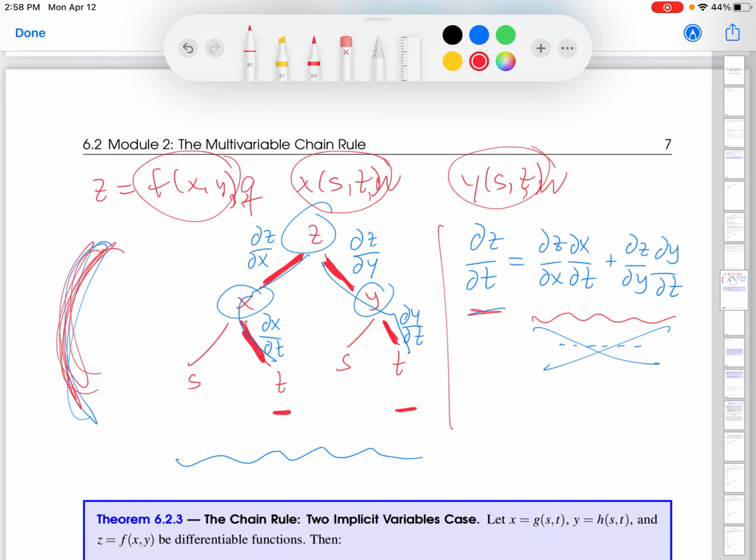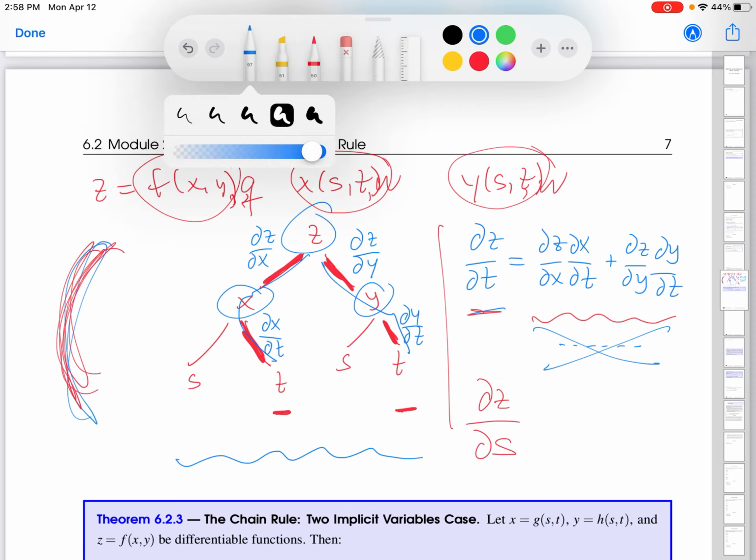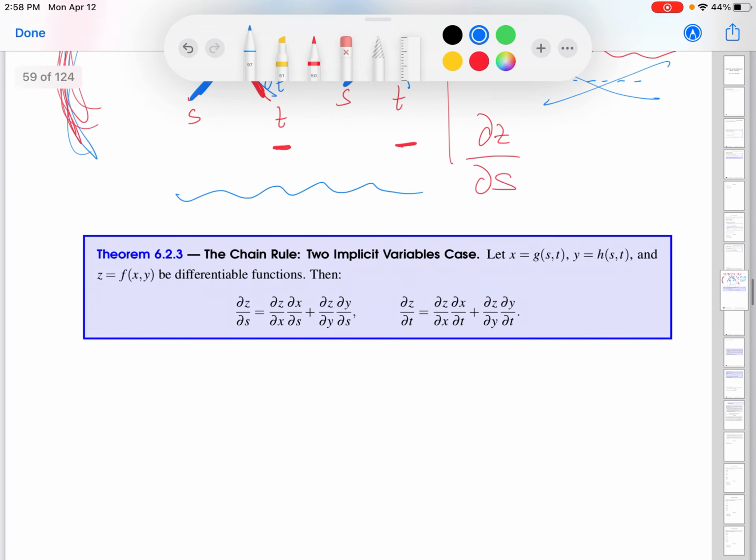Last thing I'll say here is that we could have redone all of this for partial z, partial s. Following this very same train of thought, we would have gone here and then here. That would have generated one term. And then here and then here. That would have generated another term. So that brings us to the statement of the chain rule, the two implicit variable case.